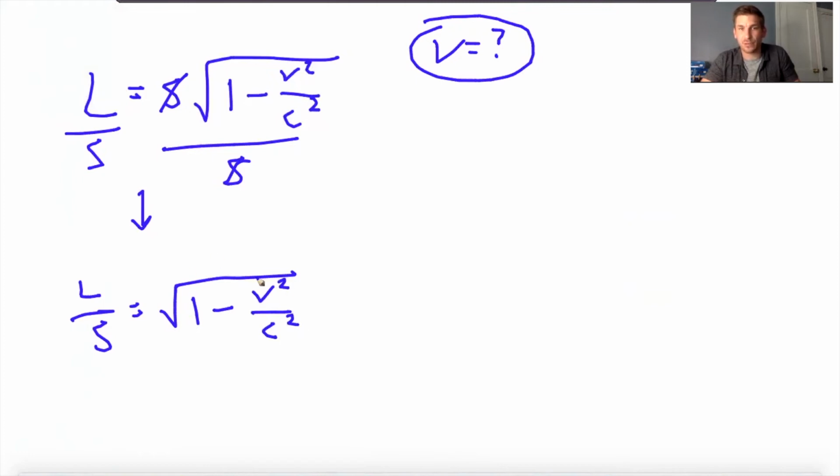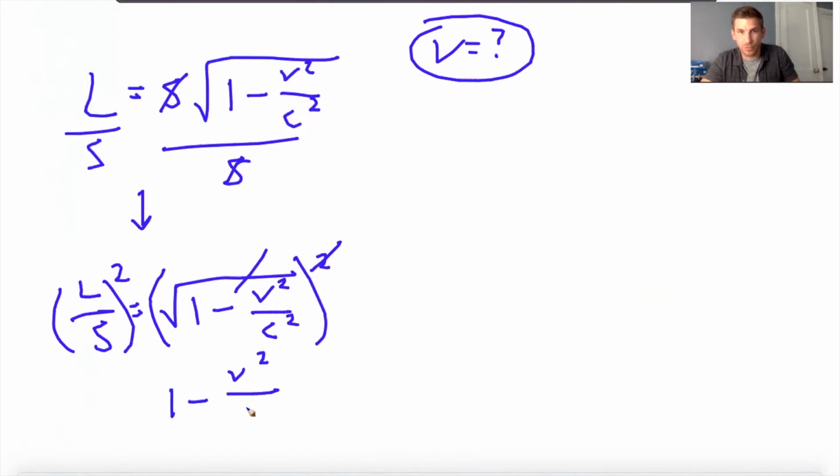So now I need to get rid of the radical so that I can get V by itself. So I'm going to square everything, right? This is technically step 2, which means I have to square the other side too. Now, when I do this, I get rid of my radical, and I get 1 minus V squared over C squared. And I'm even going to simplify this. This becomes L squared over S squared.